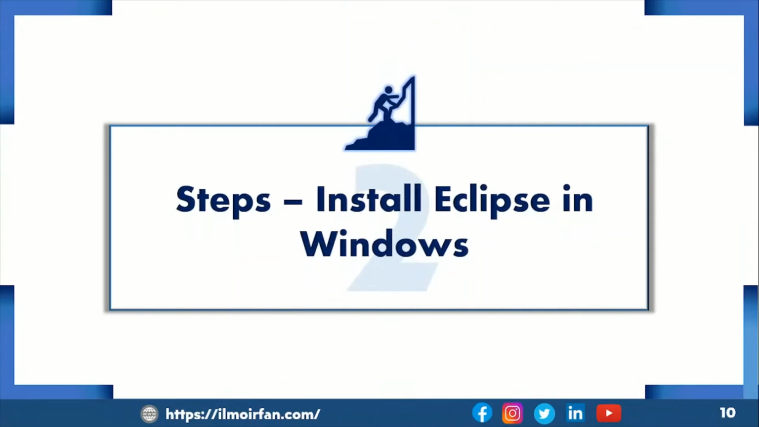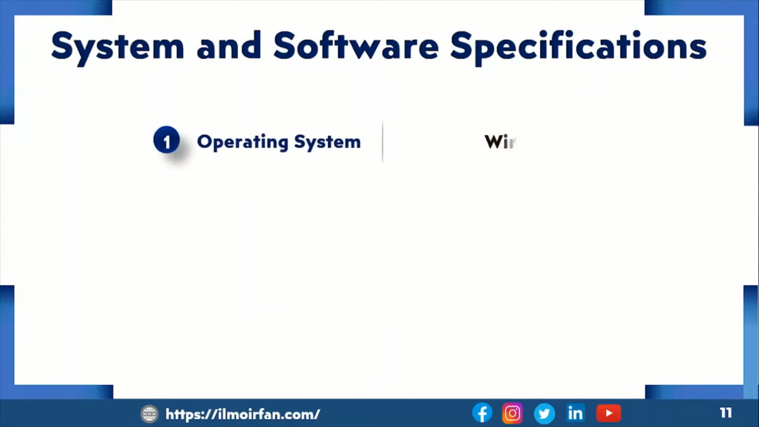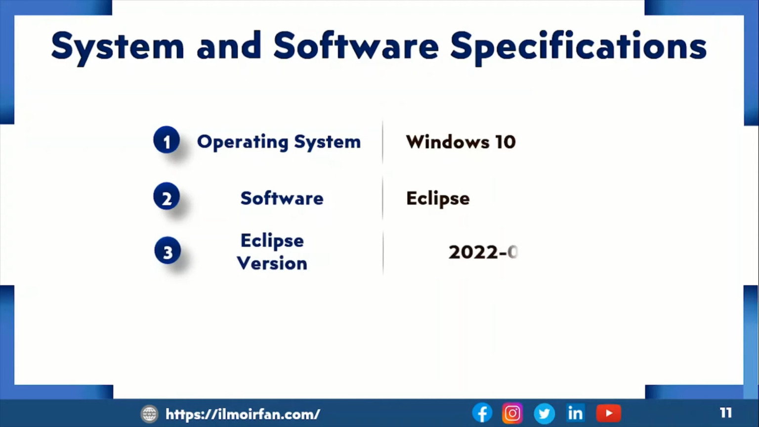Install Eclipse in Windows. Inshallah, in the next slides, I will present a simple and step-by-step process to install the latest version of Eclipse in Windows operating system. System and software specifications to install the latest version of Eclipse in Windows operating system are as follows. Operating system is Windows 10. Software is Eclipse. The version of Eclipse is 2022-09. It is installed on 29 September 2022.